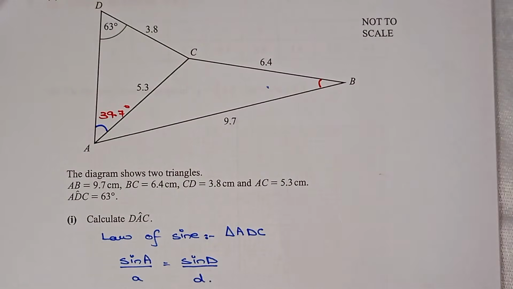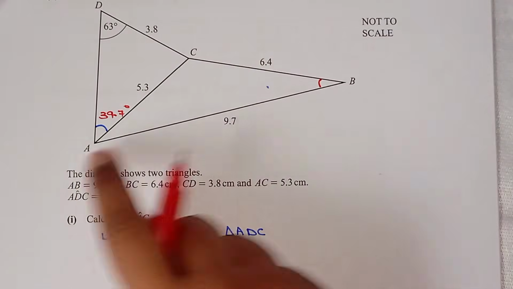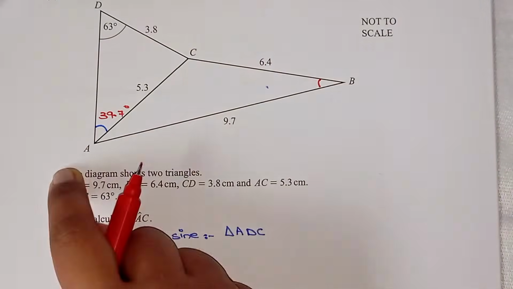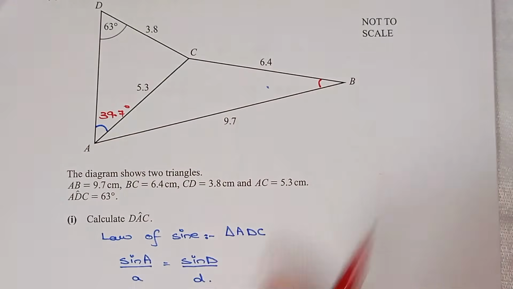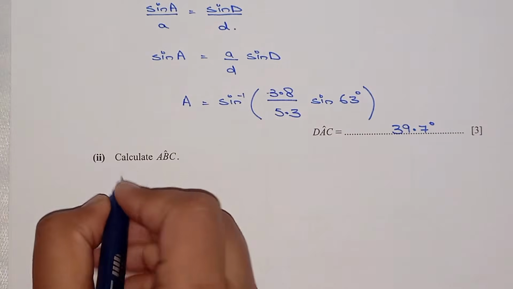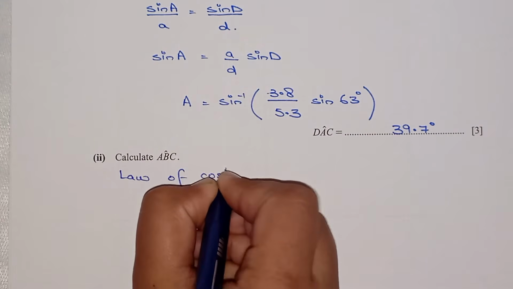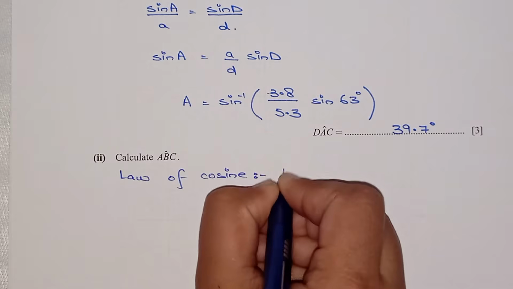Now this time if I consider the triangle ABC, I have given AB, BC and AC. All the three sides are given. I just need to work out one angle. So I will apply law of cosine in this question, law of cosine on a triangle ABC.